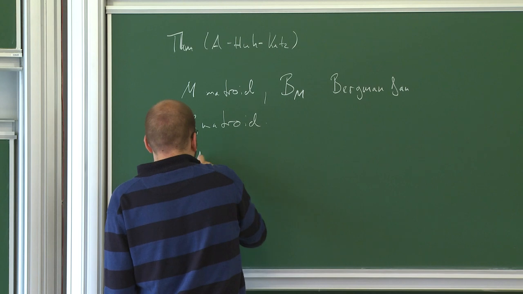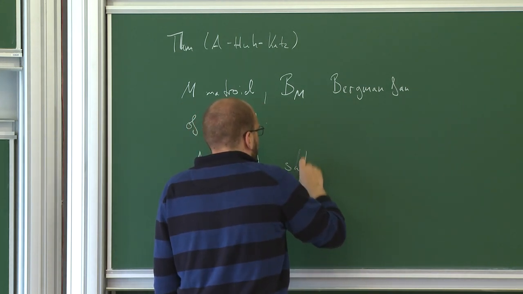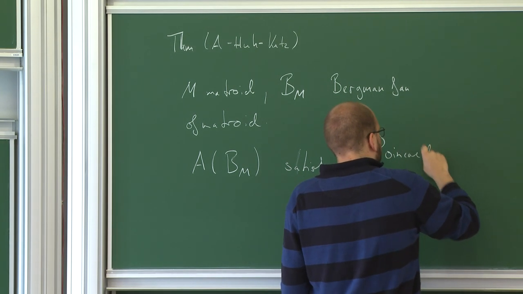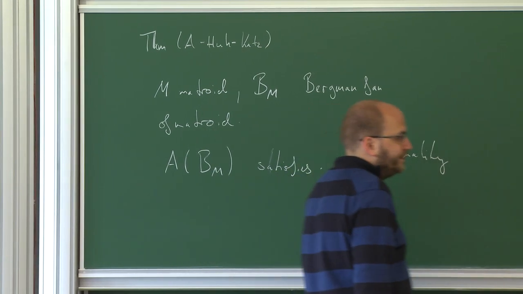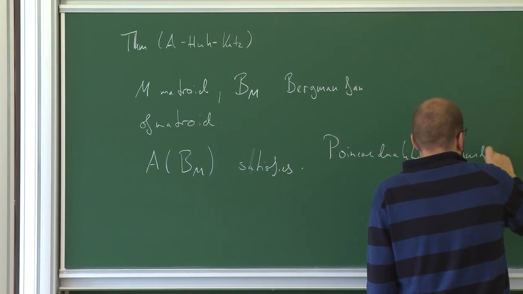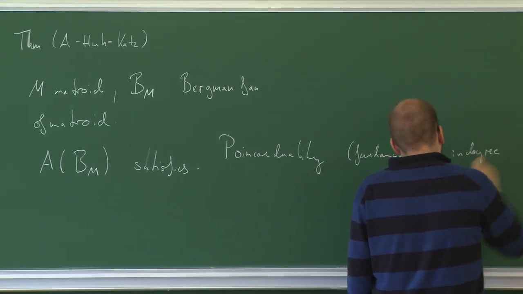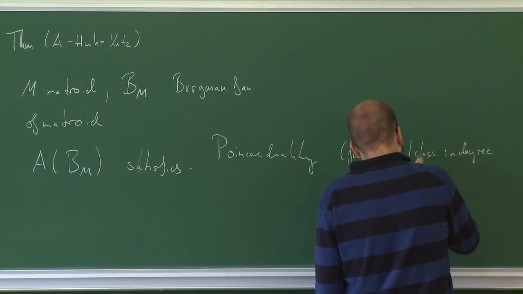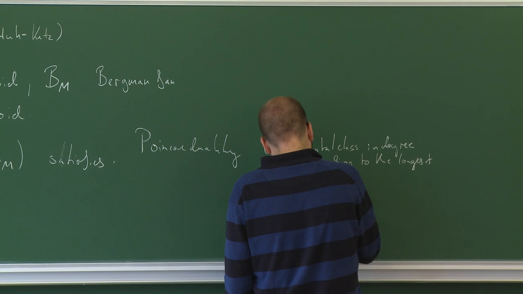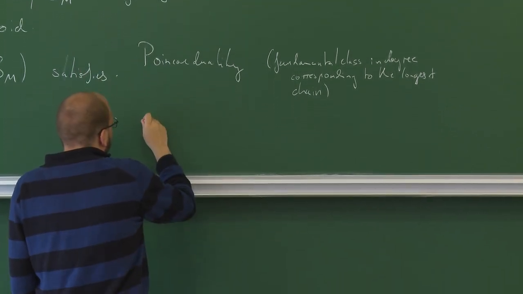And then we looked at A, B of M, and this satisfies, first of all, Poincaré duality. We didn't talk about rank of matroids, so let me just say the fundamental class in degree corresponding to the longest chain. Then we have it for all L.